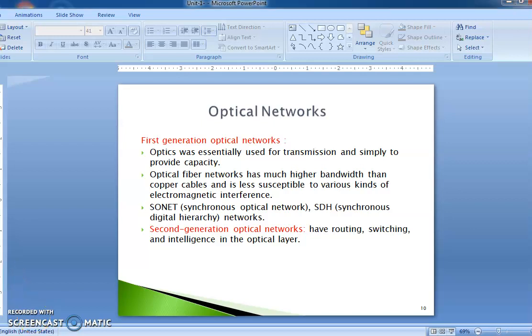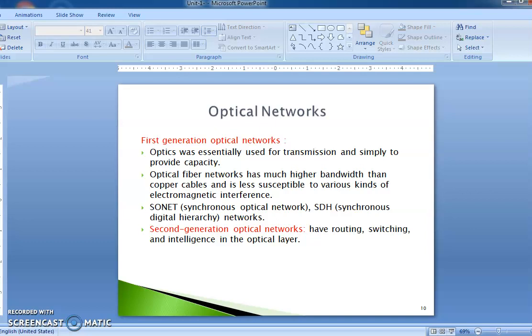Welcome to all. Today I am going to see what optical networks are. Optical networks can be classified into two types. First generation of optical networks: here, optical fibers are used for transmission in order to provide a very high capacity. Optical fiber networks provide higher bandwidth than copper cables and are less affected by electromagnetic interference.